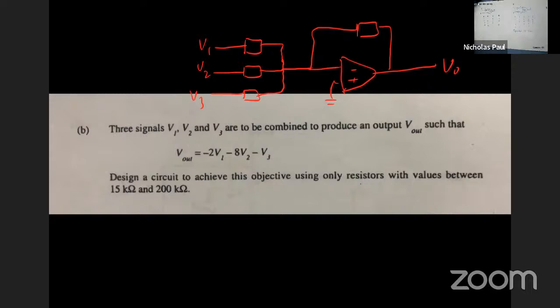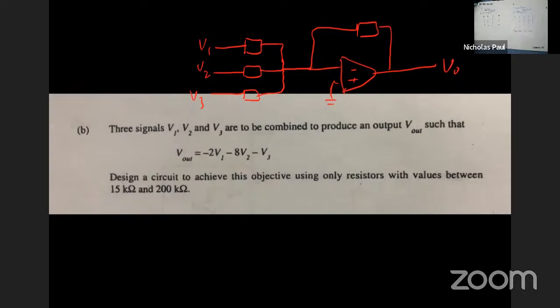What do y'all think? What are some values between 15 and 200 that could help give us -2, -8, and -1? That's 1 there, right? How are we doing that? You can use any values you want, once the values are between 15 and 200 kilo ohms. Copy down and think about it. You want to put values for these resistors here. Well, what's the formula?